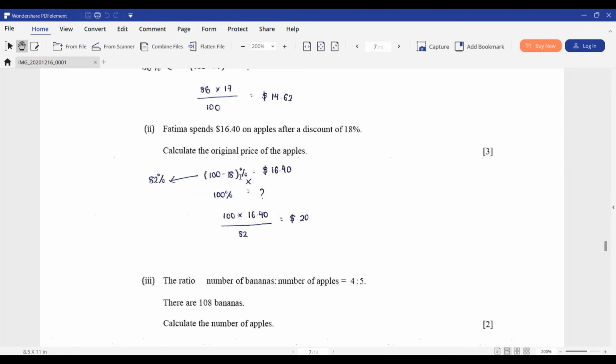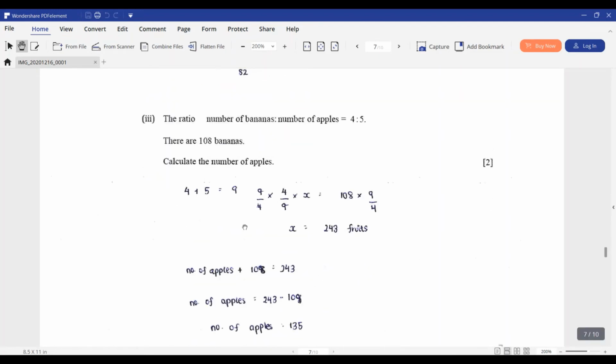Sounds a bit clearer now? I hope so. So what's 100% now? What's the actual price? If this is 82% of the original price, what's 100% of the original price? So we're going to take 100 multiplied by 16.40 over 82, cross multiplication all over. So that's 1640 divided by 82, and the original price of the apples is basically $20.